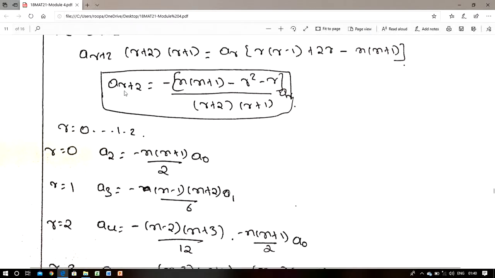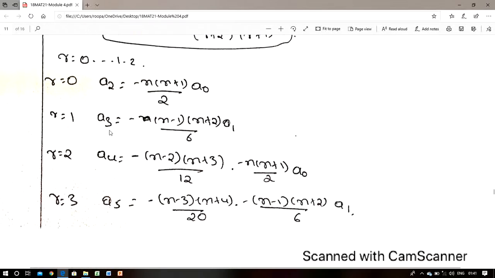Now in this equation we know a naught is not equal to 0 and a1 is also not equal to 0. Now take r is equal to 0, 1, 2, 3, 4 etc. in this equation. Now take r is equal to 0. We get a2 is equal to minus n(n+1) by 2 into a naught. Now take r is equal to 1 in this equation. Simplify. Here we get a3 value: minus (n-1)(n+2) by 6 into a1.